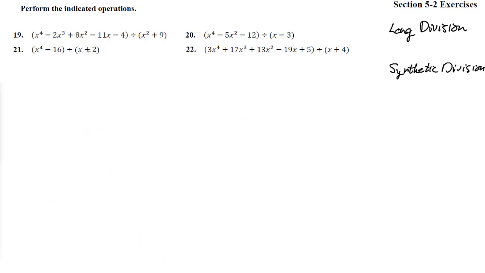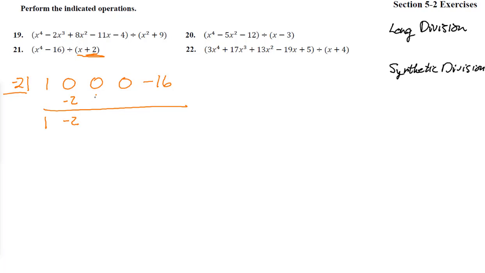Alrighty, number 21. We can do synthetic division again. We're going to use the opposite of this guy right here. So use a negative 2 out in our box. And then we have x to the fourth, no x cubed, no x squared, no x, minus 16. A lot of zeros in there because there's a lot of missing terms. The 1 comes straight down. Negative 2 times 1 is negative 2. Add it and you get a negative 2.